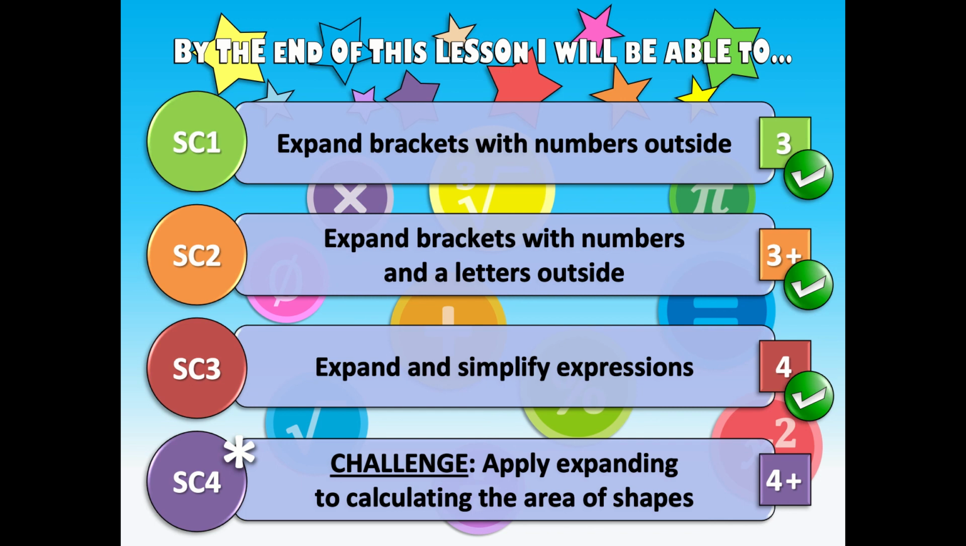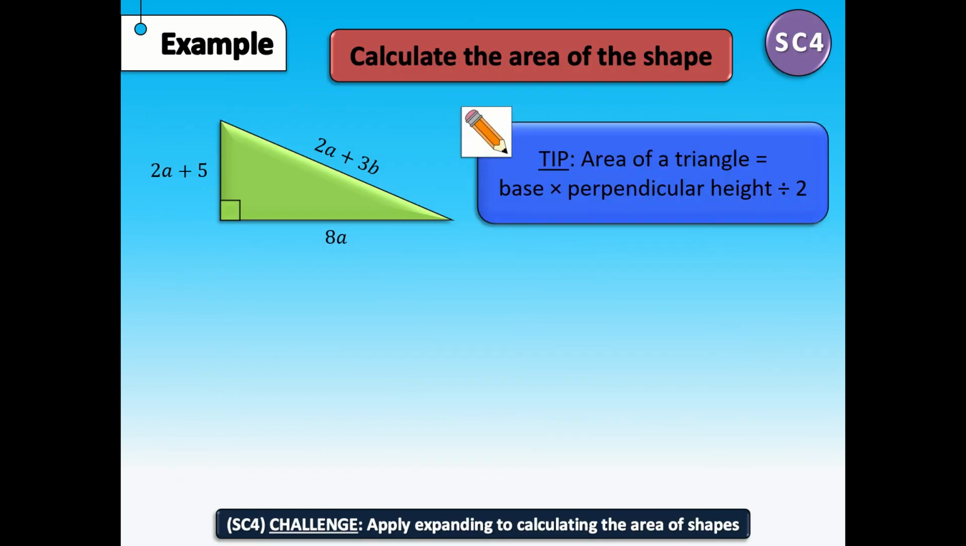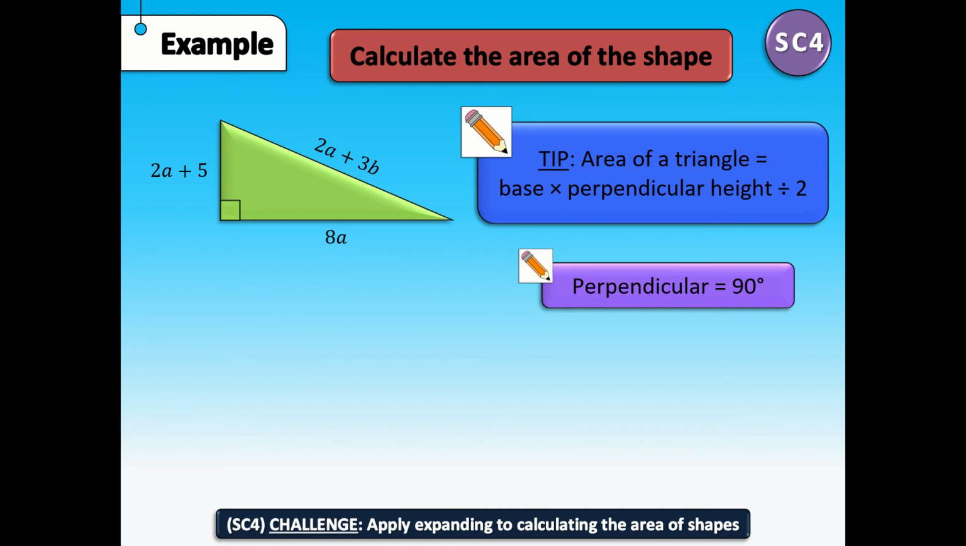So now we're going to move on to number 4, and this is to apply expanding to calculating the area of shapes. So we want to calculate the area of this shape here, and because it's a triangle, we need to do the base times the perpendicular height divided by 2. Remember, perpendicular just means at 90 degrees, so it's where the base meets the height at a 90-degree angle.